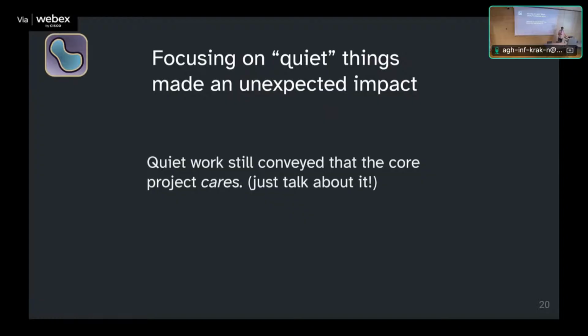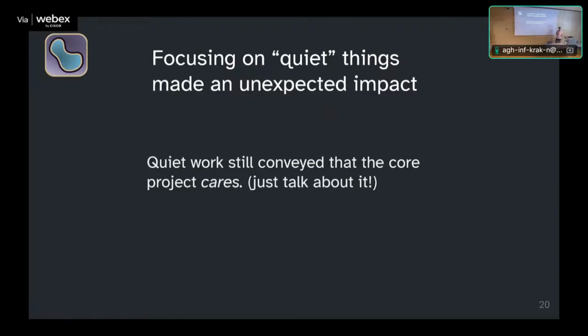But through this work, I learned that this still conveyed that the core project cared. And so even if you make a pull request and it gets merged in some repo that has 2 stars that no one pays attention to, because why would they? It's just infrastructure. People are watching that for some reason. People either see what you're doing or that you have conversations in your community chats. And that really does make a difference.